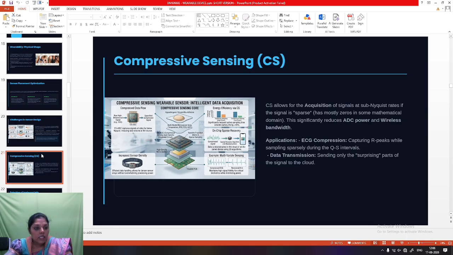Let us understand this: compressive sensing. Compressive sensing wearable sensors, intelligent data acquisition and applications. CS allows for the acquisition of signals sub-Nyquist, exploiting sparse mathematical properties. This significantly reduces ADC power and wireless bandwidth. Application: ECG compression, capturing peaks while sampling sparsely during the QRS interval. Data transmission, sending only the surprising part of the signal to the cloud.